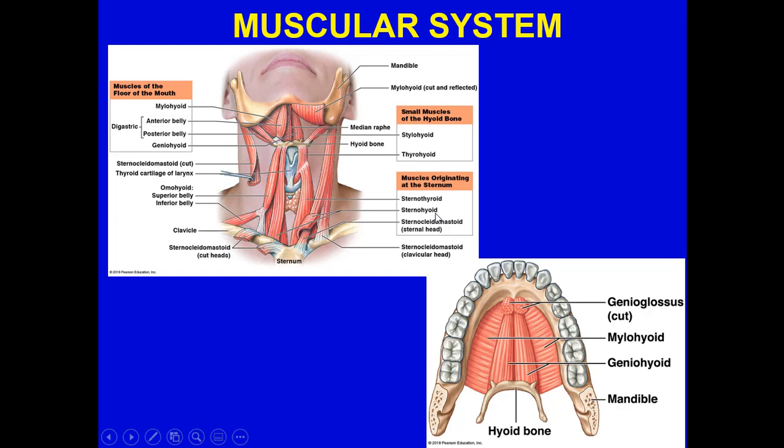You have the sternohyoid right here and here, so it's attached to the sternum moving upward. The sternothyroid is right here. Okay. If you look down into the mouth, here's your mandible, here's your hyoid bone. You have the geniohyoid here and here, the mylohyoid here and here, and the genioglossus here.